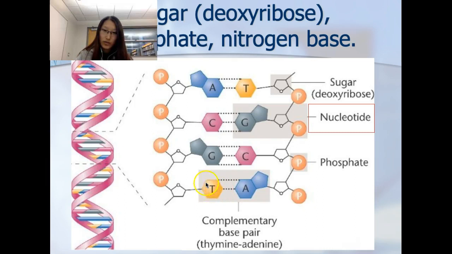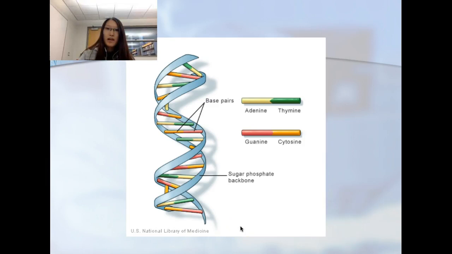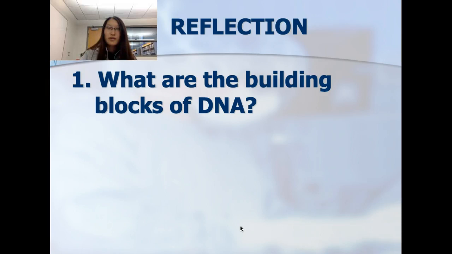You circle those: A and T, two hydrogen bonds; C and G, three hydrogen bonds. This is one nucleotide. That's it. Okay. All right, what are the building blocks of DNA called? Review. Nucleotides, right? The complementary sequence.